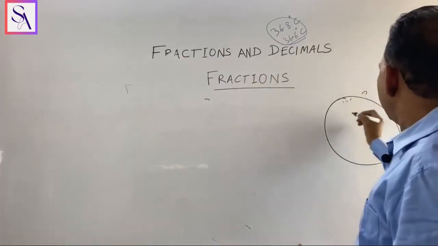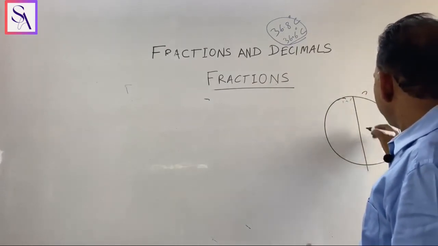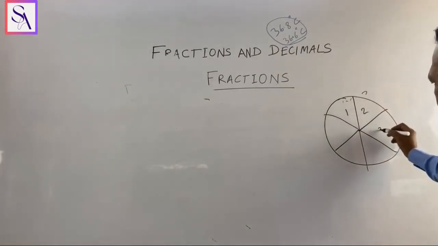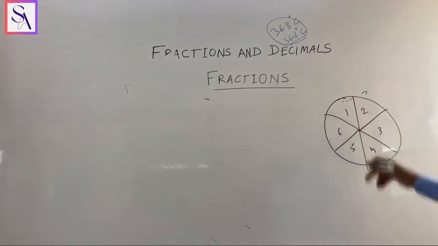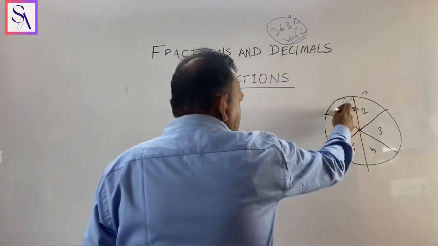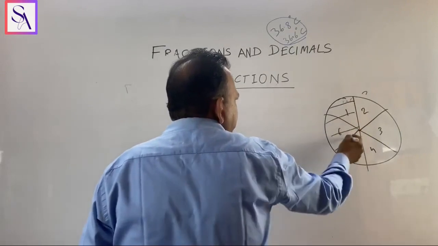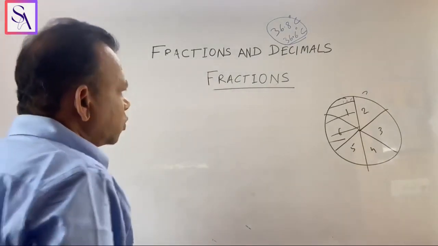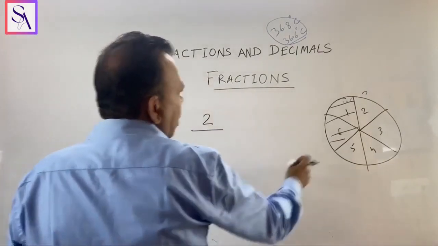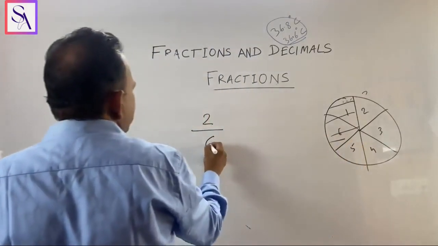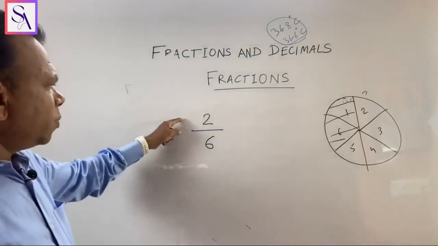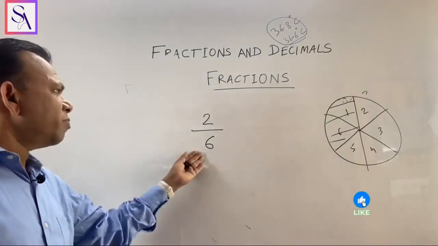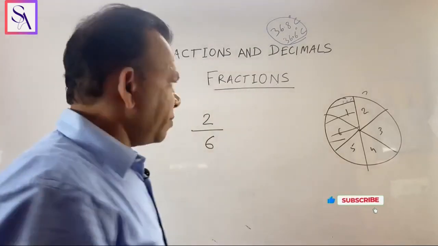You have a pizza, you have made 6 parts out of it. Can you see this? 1, 2, 3, 4, 5, 6. You made 6 parts, and you have taken 2 parts for yourself. These 2 parts. So how are you going to write that in terms of a fraction? 2 parts means you will write 2. Out of how many parts? 6. 2/6. So 2/6 you are going to take. Out of 6 parts, 2 parts you are going to take for yourself from the pizza.